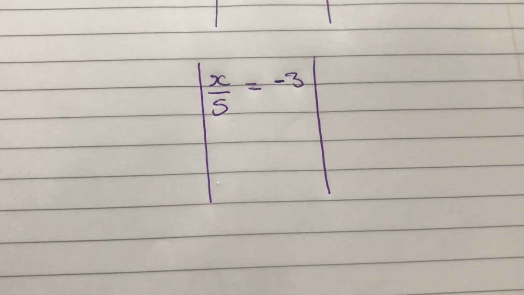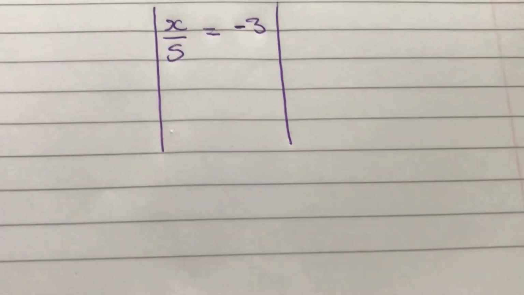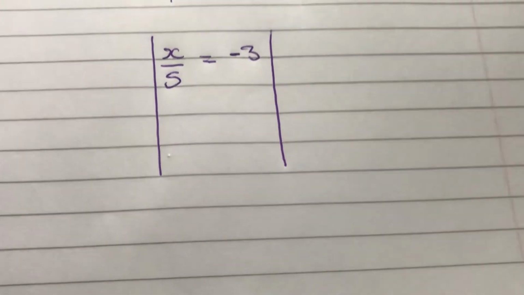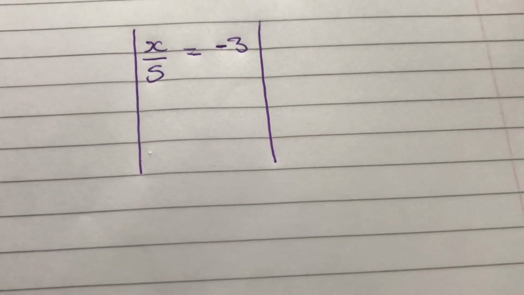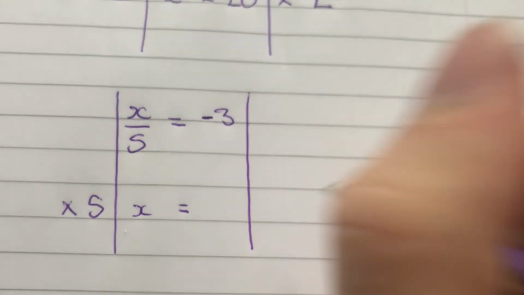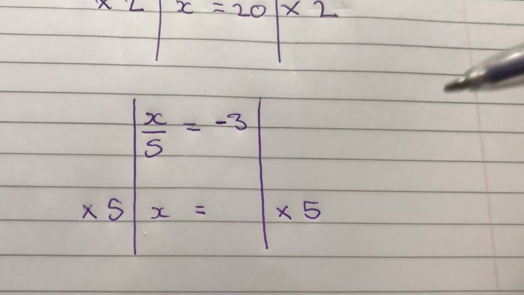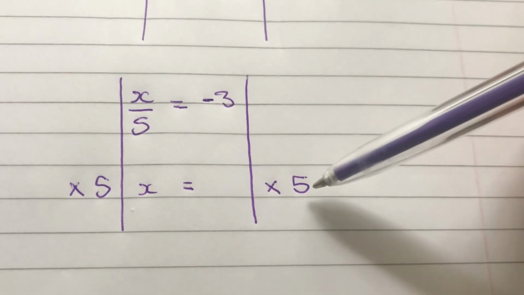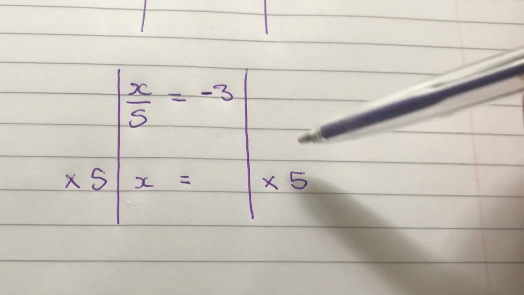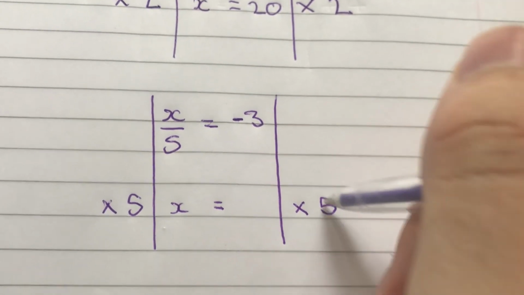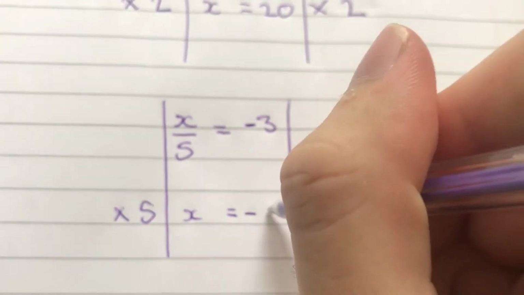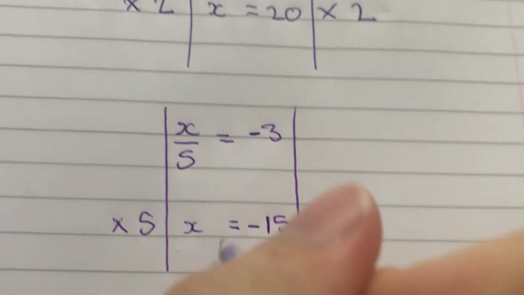What's the inverse operation of dividing by 5? Well, the inverse operation of division is multiplication. So the inverse of dividing by 5 would be to multiply by 5. So x over 5 multiplied by 5 is just x. And then remember, whatever we do to one side of the equation, we have to do to the other, so make sure you have the operations on both sides. Minus 3 multiplied by 5: 3 times 5 is 15. Remember, a negative number multiplied by a positive number is a negative number. So negative 15, and that would be our answer.